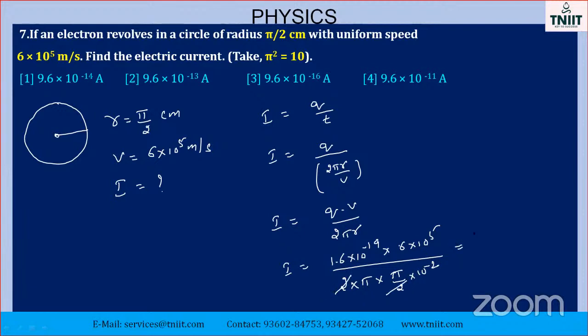So 1.6 into 6 is 9.6 into 10 power minus 14, divided by pi into pi, which is pi squared, approximately 10, into 10 power minus 2. That is 9.6 into 10 power 1, 10 power minus 2, which is 10 power minus 1. When 10 power minus 1 comes to the numerator, it becomes plus 1. So 9.6 into 10 power minus 13. Option B is the right answer.